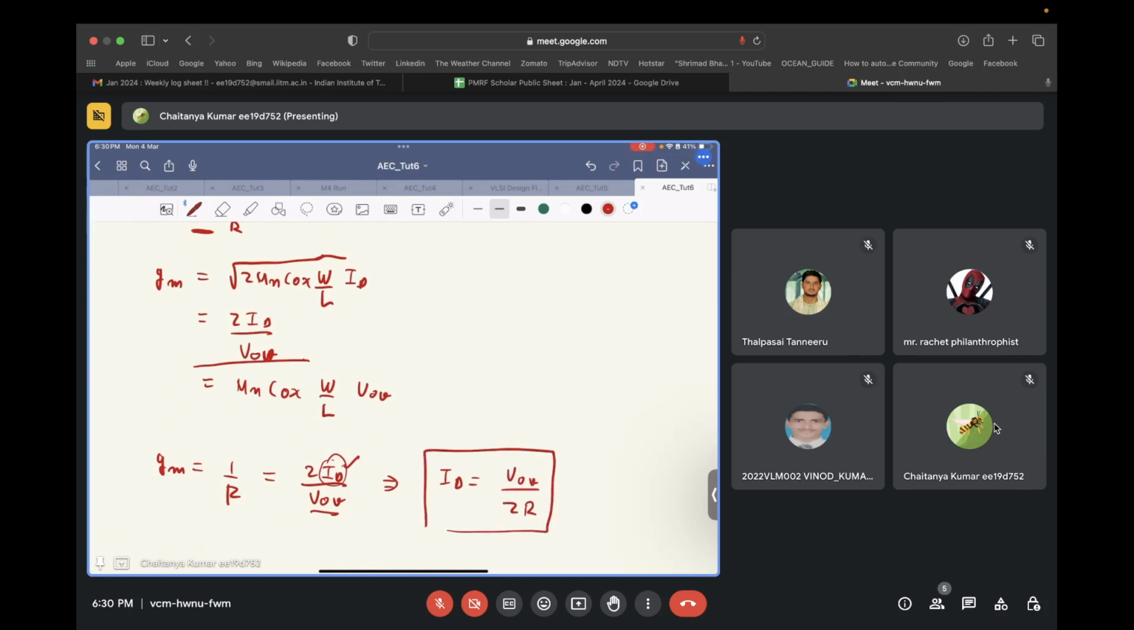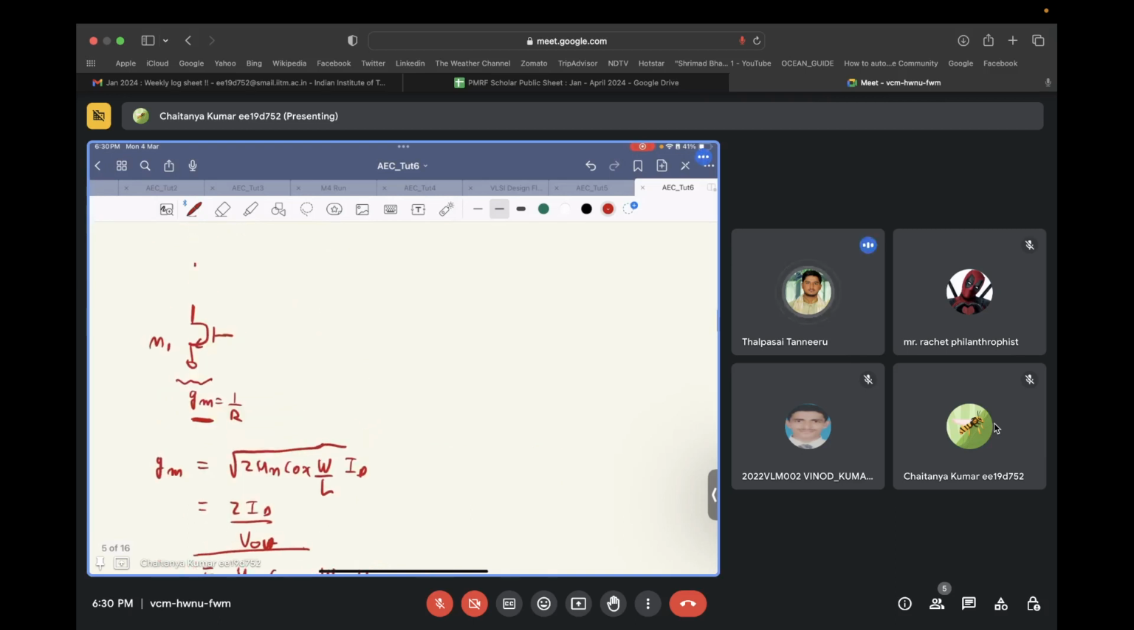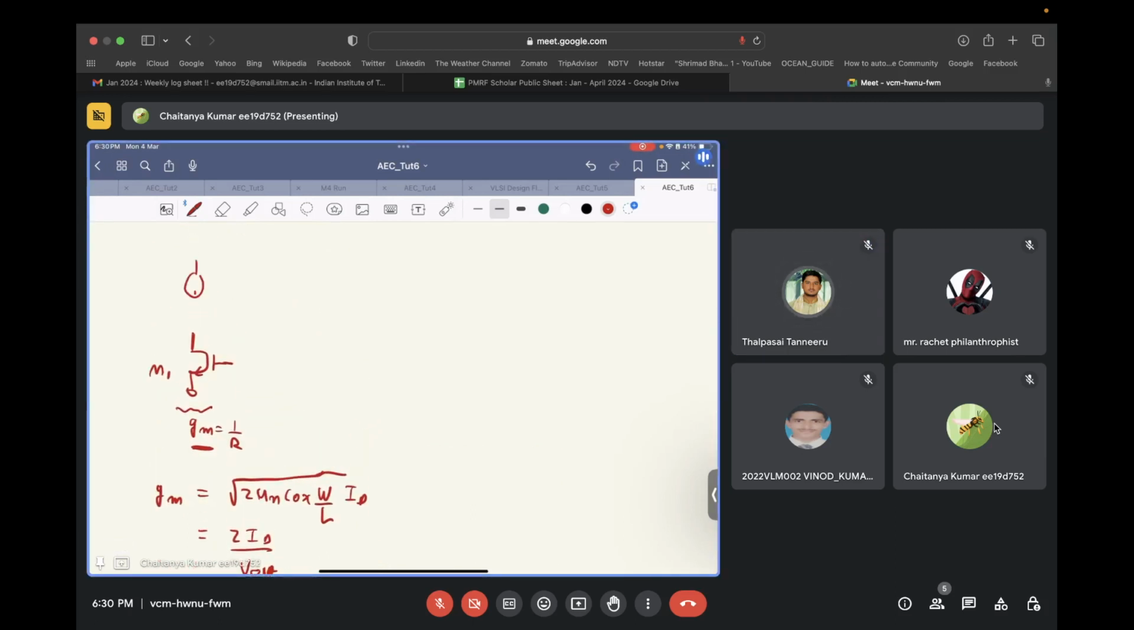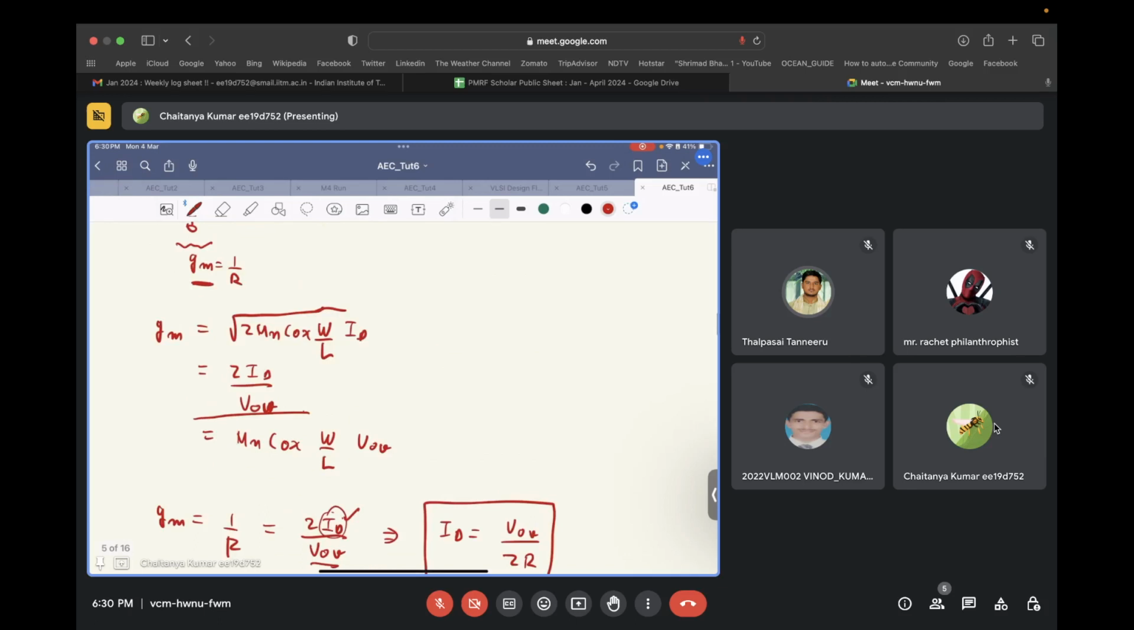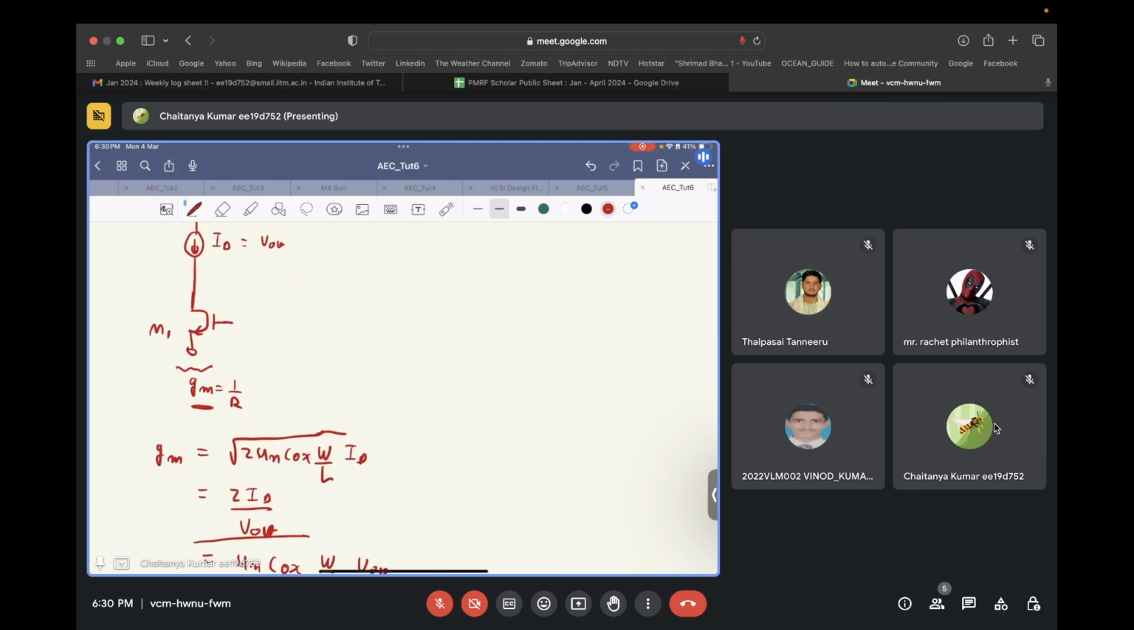Okay, you understand? Yes, sir. So let's say somehow I generated this current ID equal to V overdrive by 2R. If I am pushing this current in the circuit, and let's say there is some external circuit that is biasing the gate of this transistor, the voltage that will generate at this gate is V overdrive plus VTH, where VTH is the threshold voltage of this transistor.